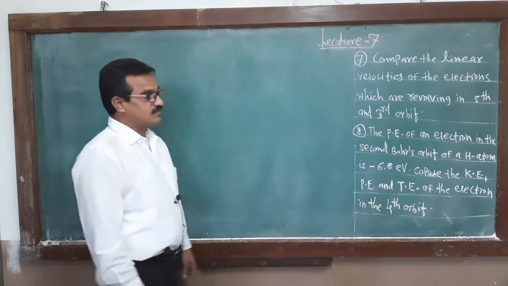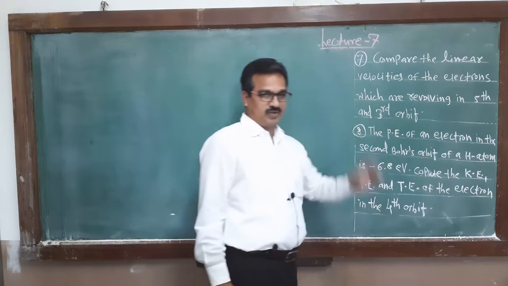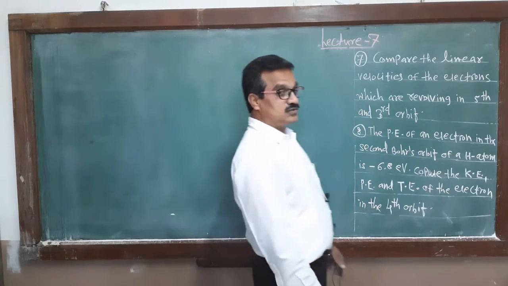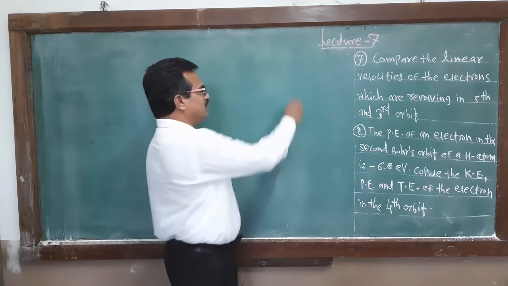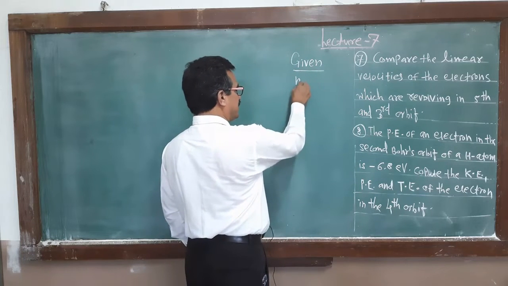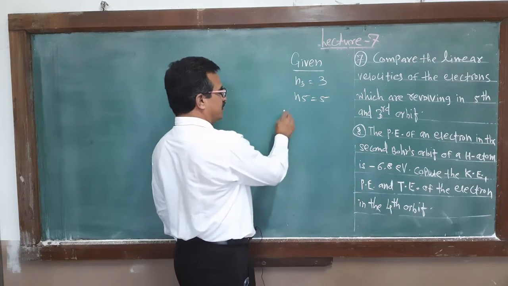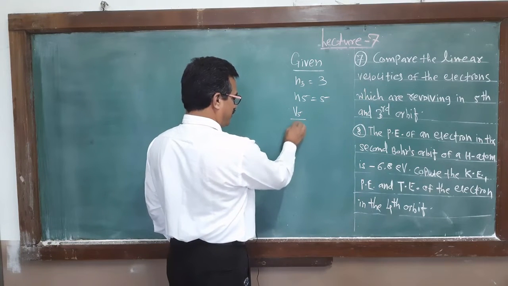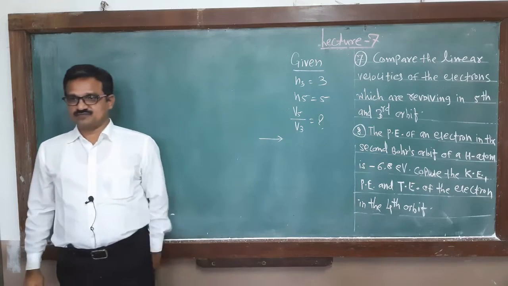Next problem. Compare the linear velocities of the electron revolving in the fifth and third orbit. Here we want to compare the linear velocity of the electron revolving in the fifth and third orbit. What is given? Orbit number 3, n3 is equal to 3, and orbit number 5, n5 is equal to 5. And we want to compare the velocities of the electron in the fifth orbit to the third orbit.